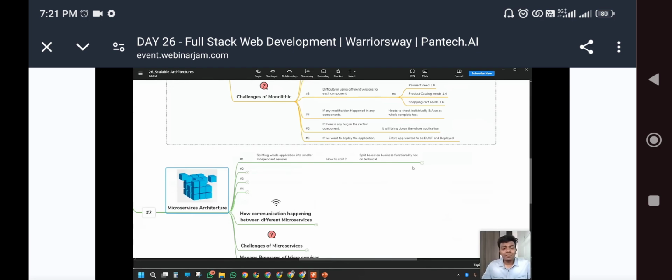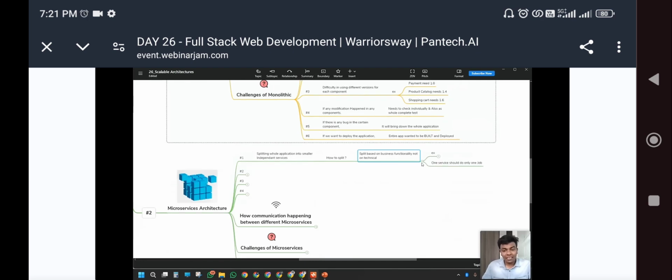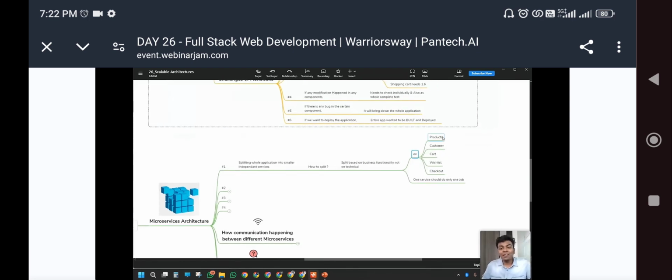Okay, how much the cost can be reduced by splitting that feature individually, so that we can scale only that part alone individually. Are you clear? Even while talking about an example, it can be products or customers or cart or wish list or checkout. So one service should do only one job. It is not like grouping the checkout and the products and refund all together.